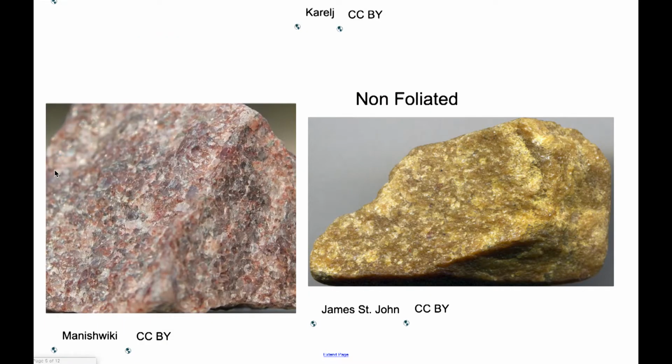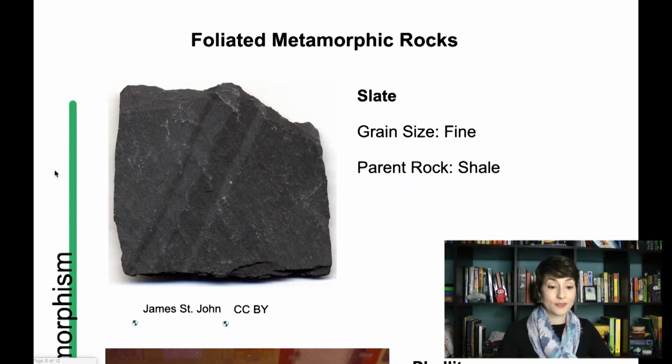At the bottom, we've got our non-foliated rocks. You can see, especially with the zoomed in image on the left, really chunky, blocky minerals that aren't going to be squashed in this needle-like way. So it's not going to form stripes or layers.